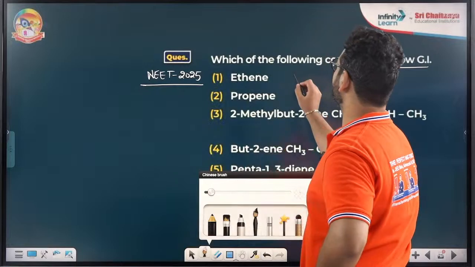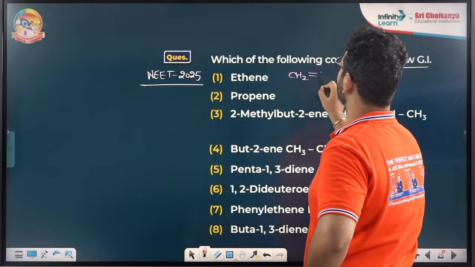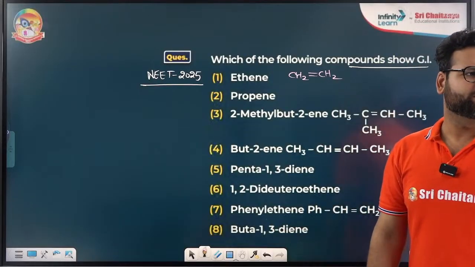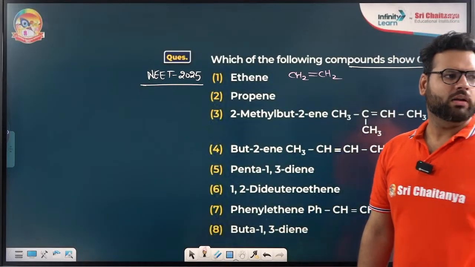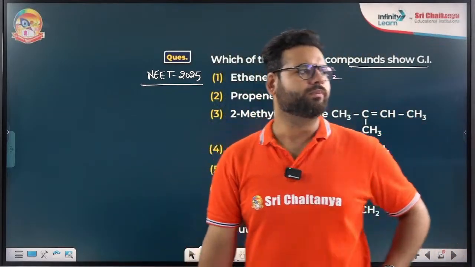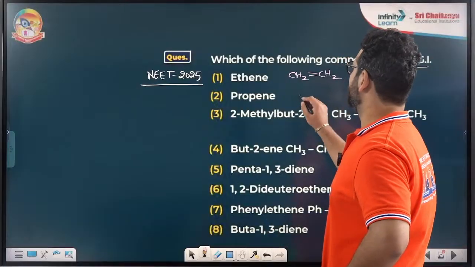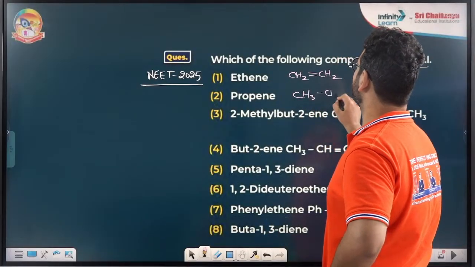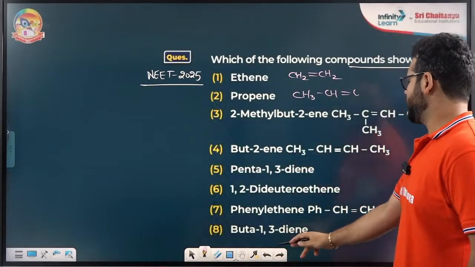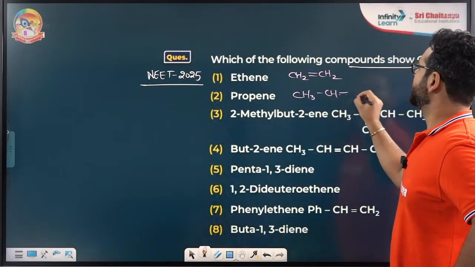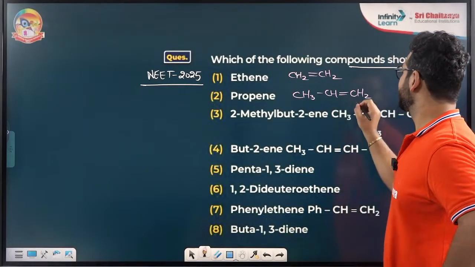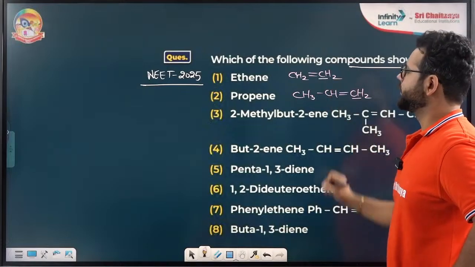Ethene, will it show? Answer is no, sir. There is no stereocenter here. Both the carbons are carrying the same groups. Propene, will it show? No, sir. Propene will also not show because this carbon carries both hydrogens only. So there is no possibility here.